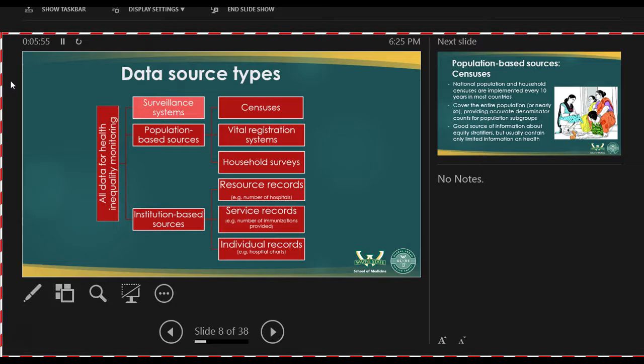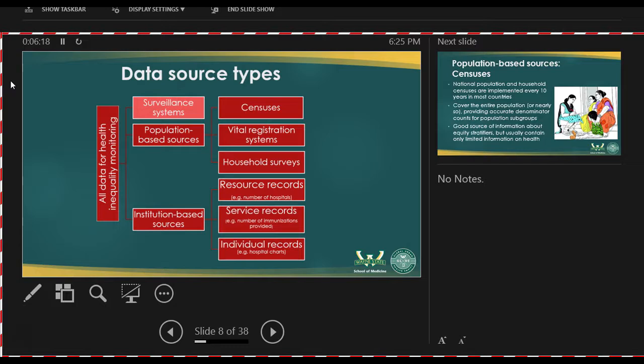The population-based system has 3 parts. You get census, the vital registration system, and household surveys. A lot of us actually do household surveys. We go there, conduct a household survey, get some data from that, and then use it. Multiple people do household surveys, then put it into publication as a manuscript, so it's available, open access for people to see.